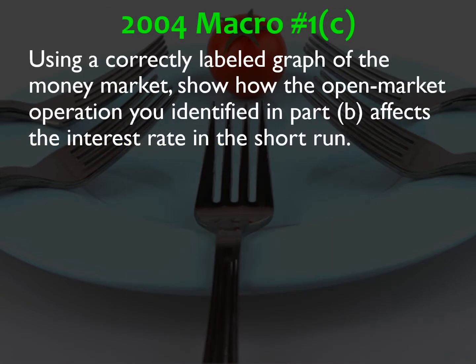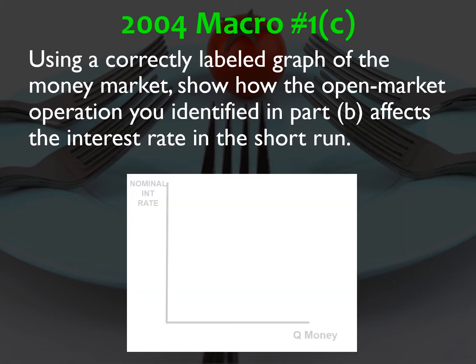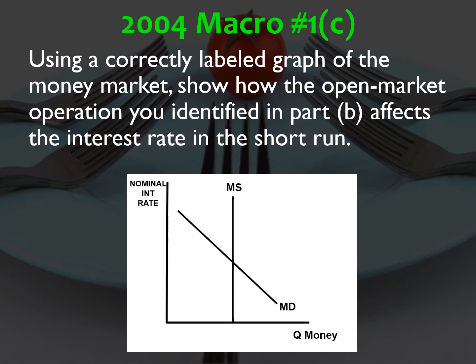Part C, using a correctly labeled graph of the money market, show how the open market operation you identified in Part B affects the interest rate in the short run. So on the y-axis is the nominal interest rate, quantity on the x-axis, downward sloping money demand, vertical money supply, intersecting at nominal interest rate R1.